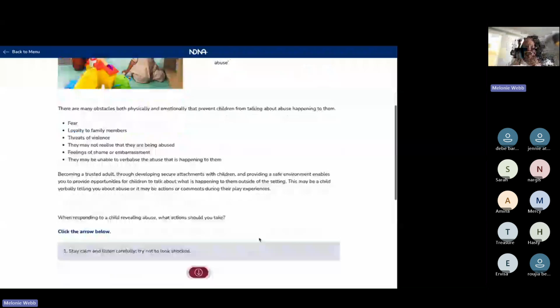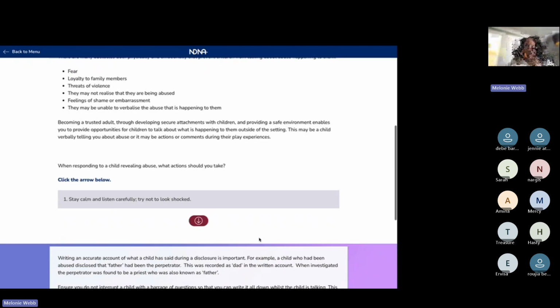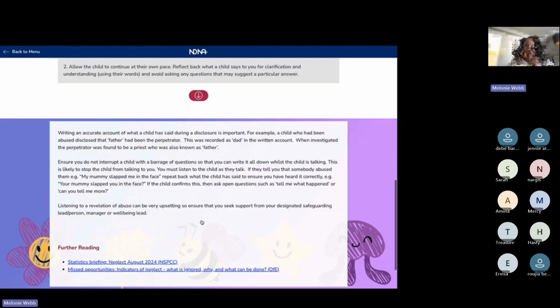So when responding to a child revealing abuse, should you stay calm, listen carefully, and try not to be shocked? Thank you. Making sure you write an accurate account of what a child has said during a disclosure is important.